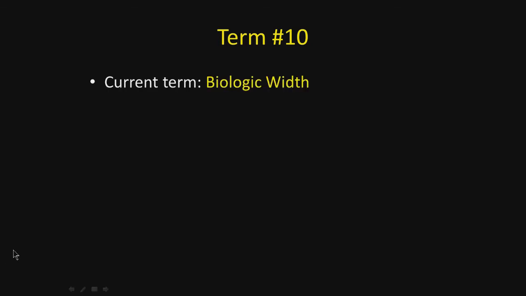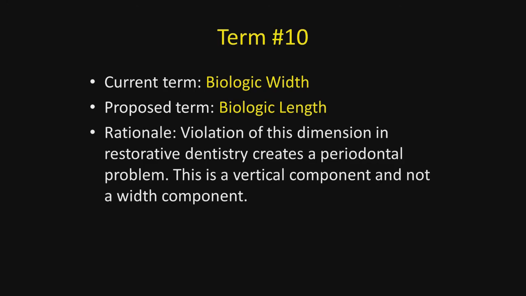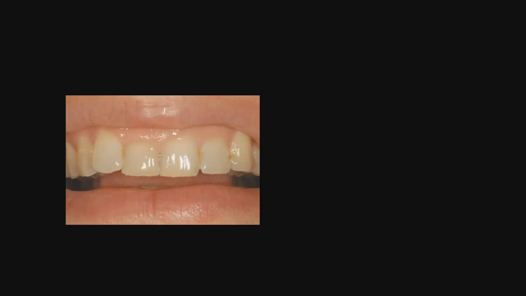Term number 10. We use the term biologic width. I propose the term biologic length. Now, I did have some discussion with my friend Pat Allen, and he said this should be biologic height. But we don't talk about the height of a tooth, we talk about the length. That is why I've chosen the term biologic length rather than biologic height. The rationale. Violation of this dimension, as all periodontists know, creates a periodontal problem. This is a vertical component and not a width component, hence the term biologic length rather than biologic width.